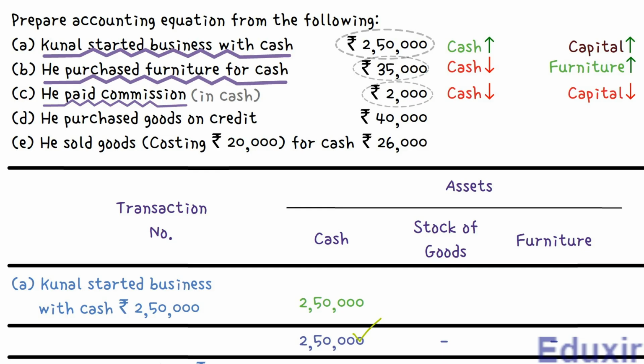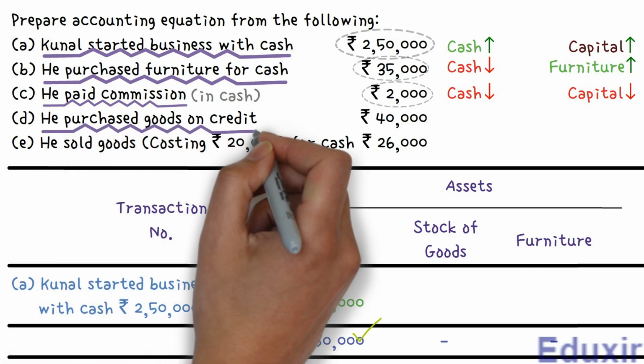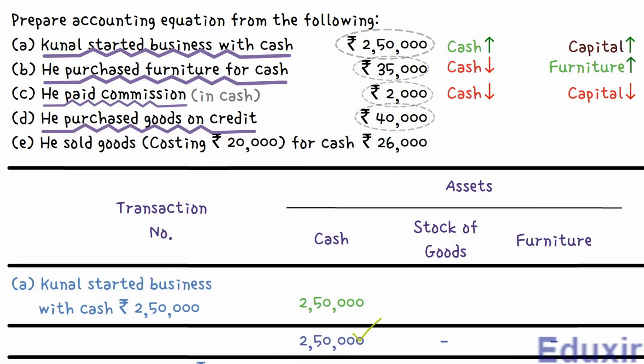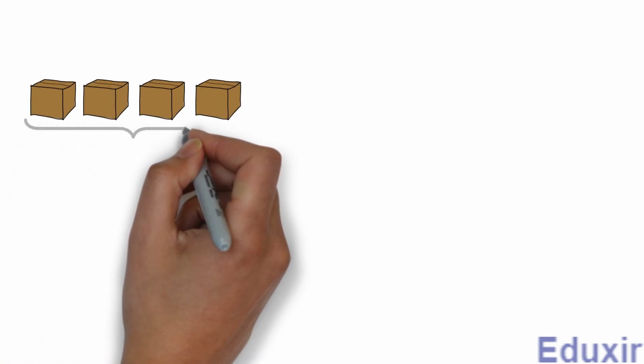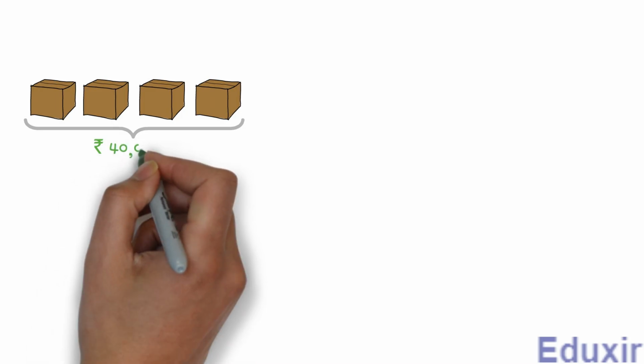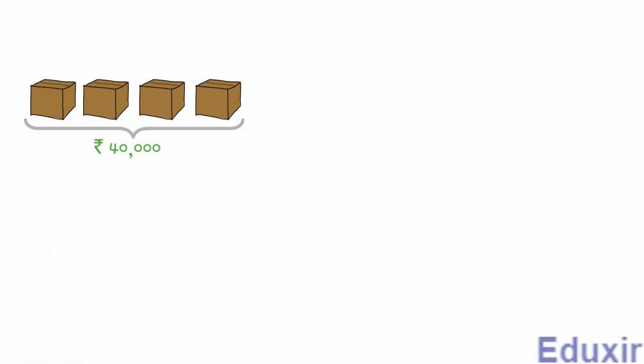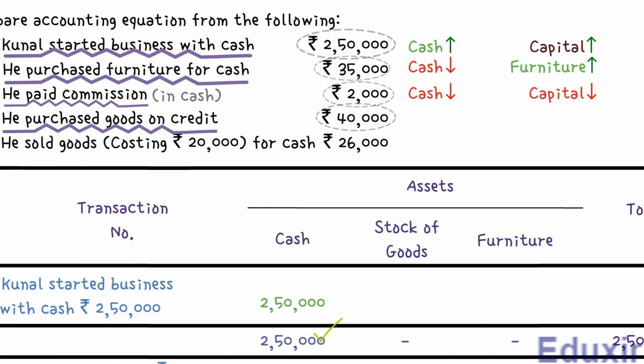In this transaction, the business has purchased goods worth of 40,000 rupees on credit. Let me show this diagrammatically. So the business has purchased some goods and the cost of these goods is 40,000 rupees. That's it. Let's keep it here. We'll use these details to understand the next transaction. So let's now jump in with the usual analysis.